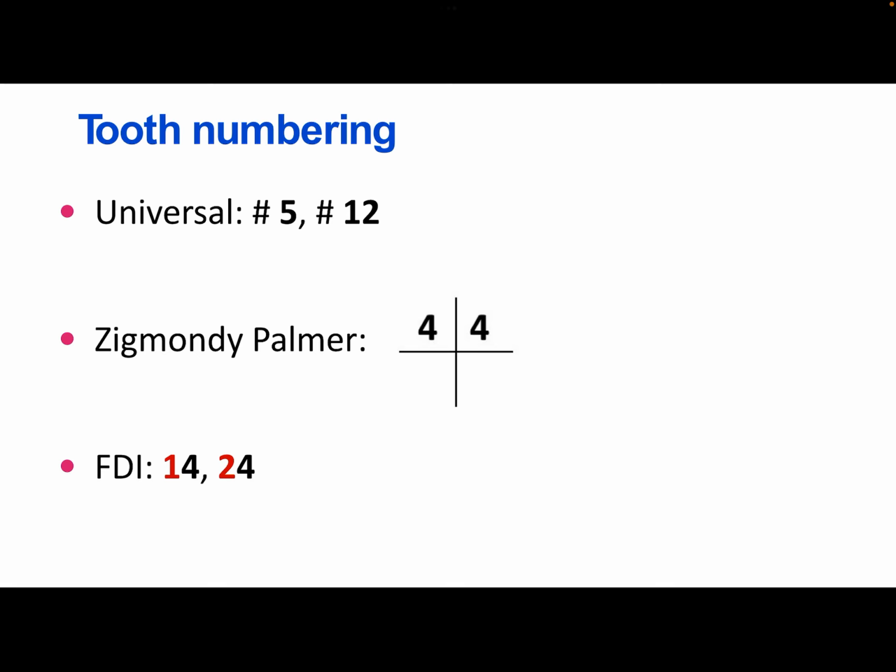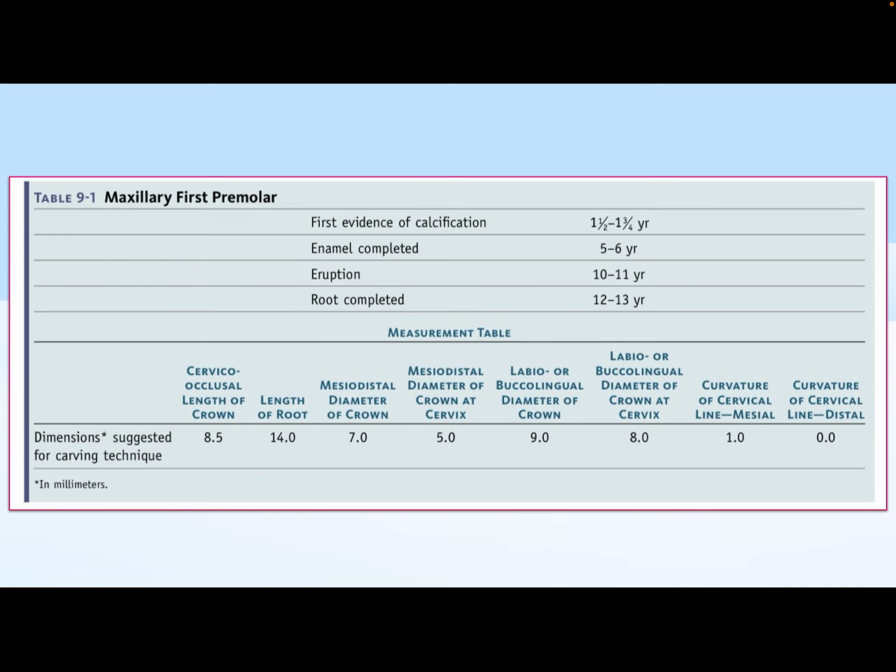Coming to the numbering system. In the universal numbering system, they are numbered 5 on the right side and 12 on the left side. FDI: 1-4 for the right side maxillary first premolar and 2-4 for the left side. And Zsigmondy-Palmer: 4 and 4 on both sides, represented by the quadrant symbols. Coming to chronology: first evidence of calcification 1.5 to 1.75 years, enamel completion 5 to 6 years, eruption 10 to 11 years, and root completion 12 to 13 years.